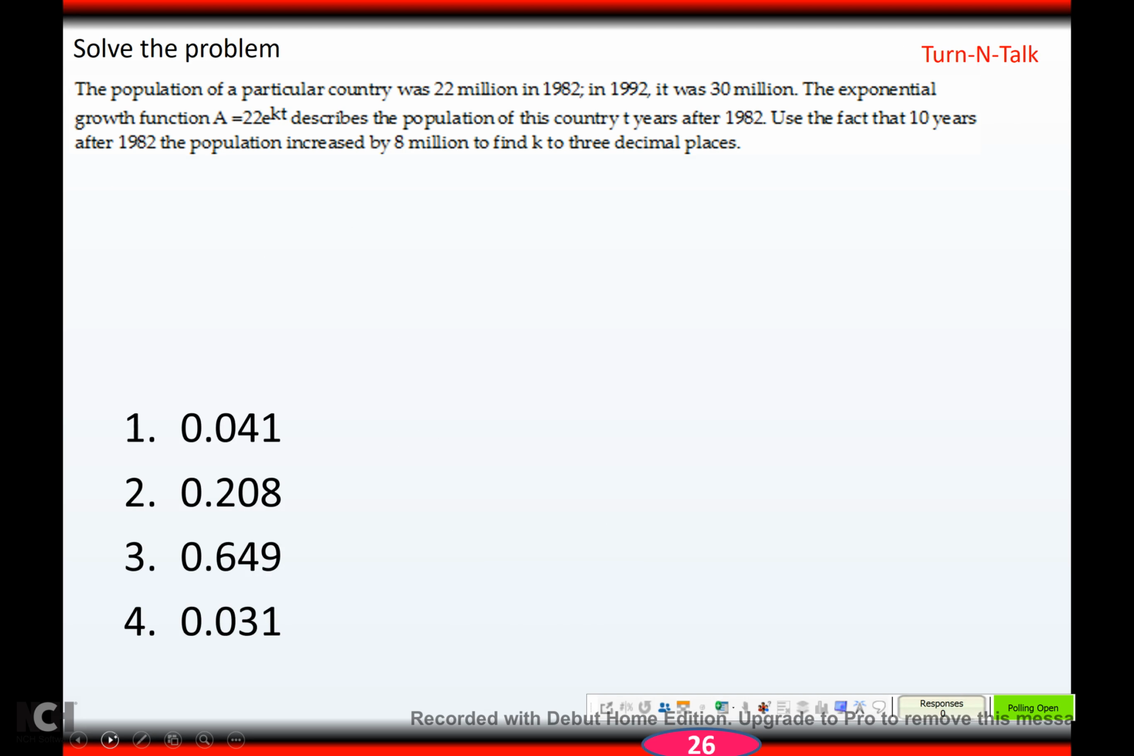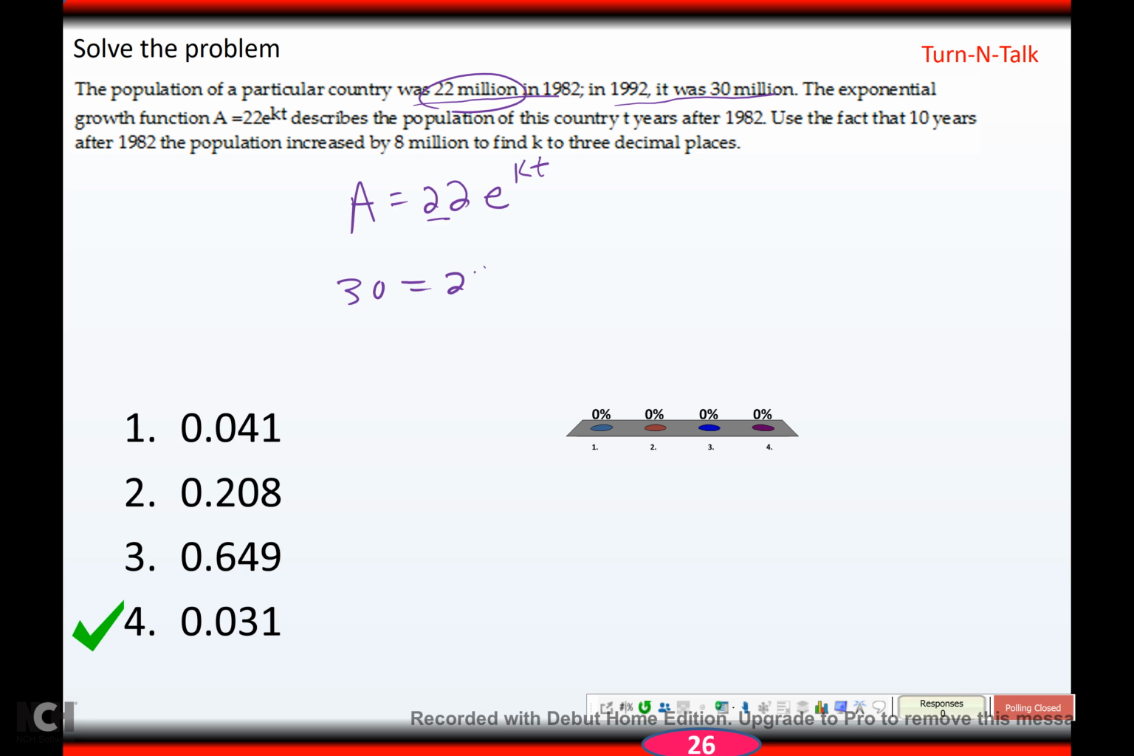Alright, you try this one, hit pause, come back when you're ready, and hopefully you got 4. The population of a particular country was 22 million in 82. In 92 it was 30 million. The exponential growth function, A equals 22, see that initial amount, e to the kt, describes the population of this country t years after 1982. Use the fact that 10 years after 1982, the population increased by 8 million to find k to 3 decimal places. So if it was 22, it increased by 8 million, that means the final amount was 30.